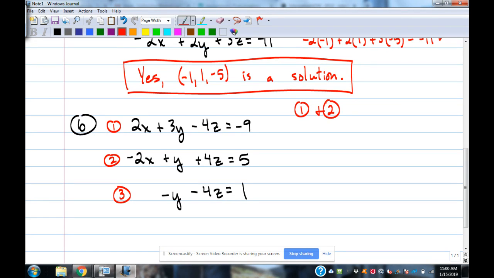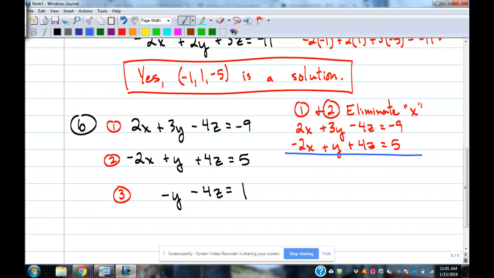So I'm going to look at that. I'm going to put 1 and 2 together first, and I'm going to eliminate x. Maybe that's my goal. The reason I would try to eliminate x on that one is because this third equation doesn't even have an x in it. So if I can get an equation that doesn't have x in it, I can use it with this one to help me get my other variables. So I'm going to eliminate x with those 2 equations. I'd have 2x plus 3y minus 4z equals -9, and then -2x plus y plus 4z is equal to 5. If I add those 2 equations together, the x's do eliminate one another because they're opposites, just like you guys said.